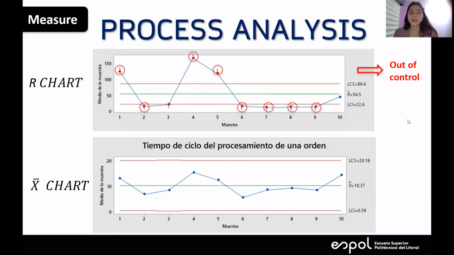Once the order processing times were taken, it was necessary to know if the process is under statistical control or not. The control charts enable us to know the type of variation that is affecting the process. The first chart that must be analyzed is the R chart. In this chart, it can be observed that 8 out of 10 points are outside the control limits. So the process is not under control. That means that the process is being affected by special causes. These special causes were identified and removed.